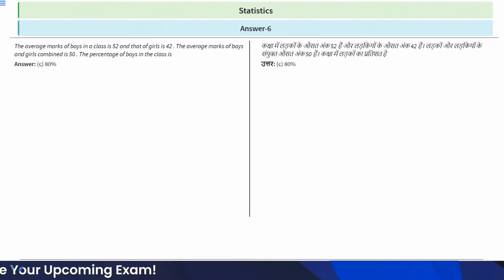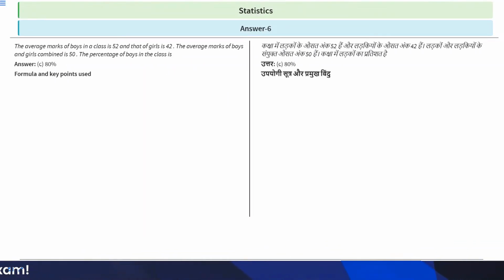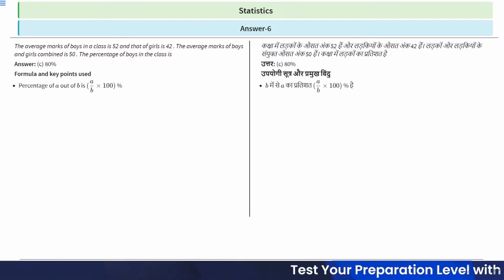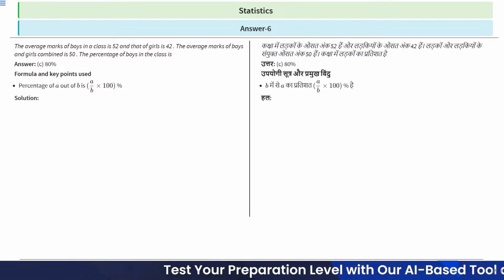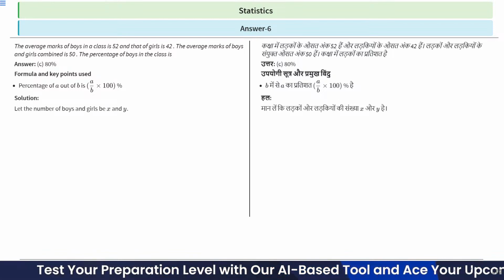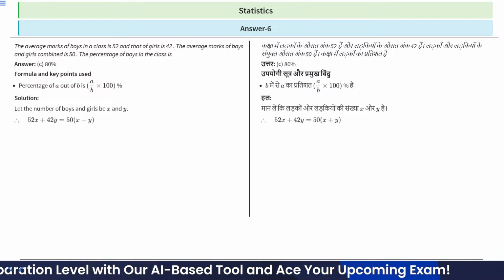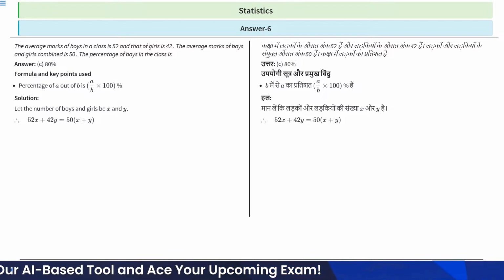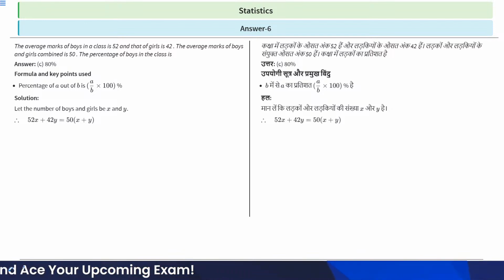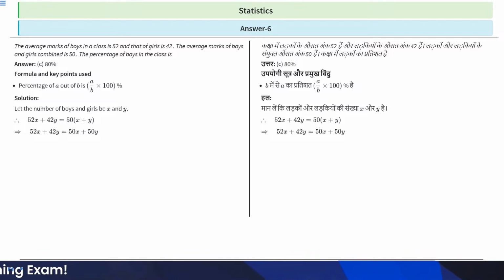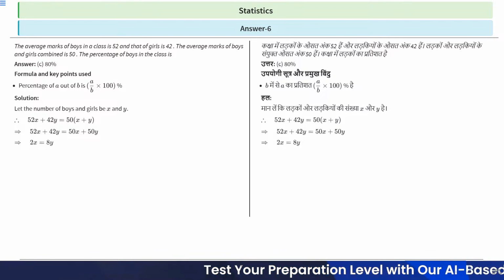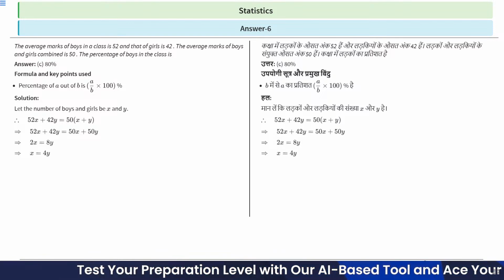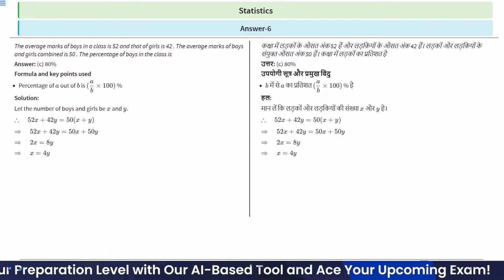So solution part. See, the formula and key points we will use in this question is percentage of A out of B is basically A by B into 100%, right? See the solution. Let the number of boys and girls be x and y. Therefore 52x plus 42y is equal to 50 times x plus y, right? Now 52x plus 42y is equal to 50x plus 50y. Therefore 2x is equal to 8y. So x is equal to 4y, right? So we got x in terms of y.